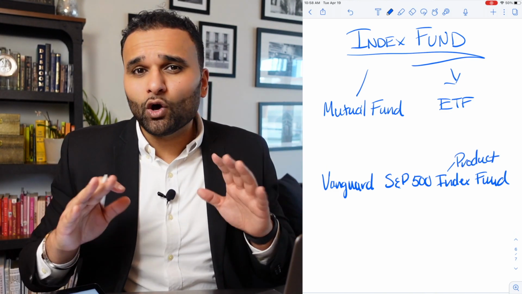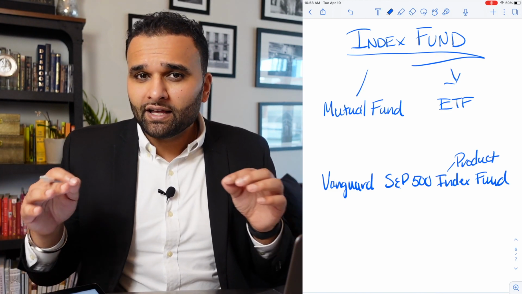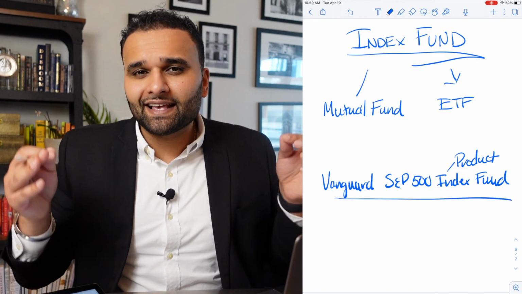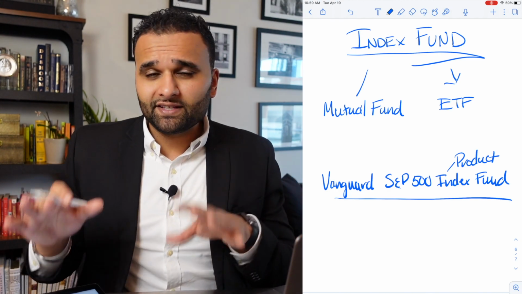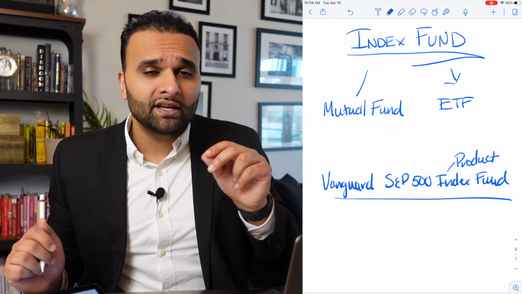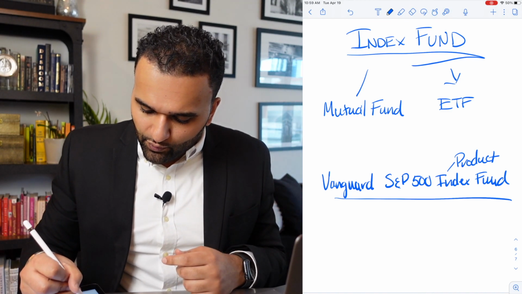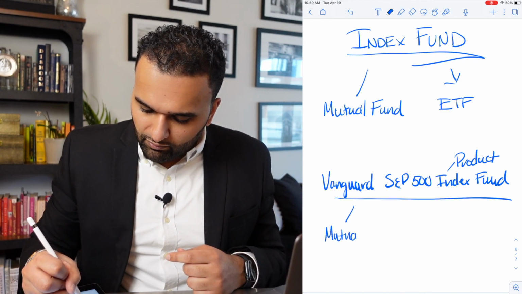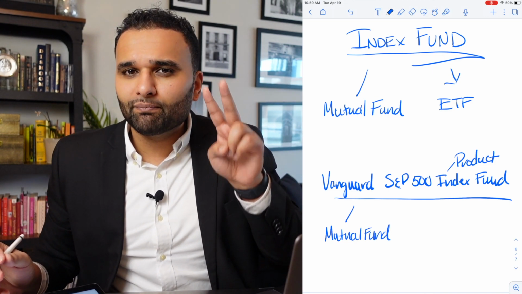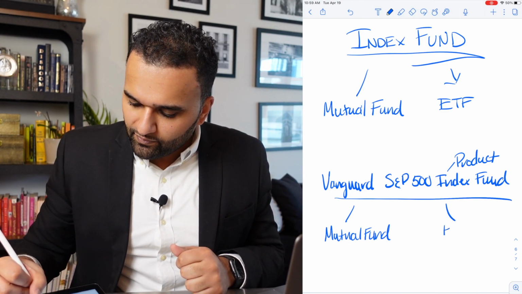And honestly, it's no different than Apple selling an iPhone or Nike selling a pair of shoes. The Vanguard S&P 500 Index Fund is one of the products that Vanguard sells to investors. And this product can be purchased via two different channels or in two different ways. Now, the first way that you can buy the Vanguard S&P 500 Index Fund is through a mutual fund. And the second way that you can buy this same Vanguard S&P 500 Index Fund is through an ETF.